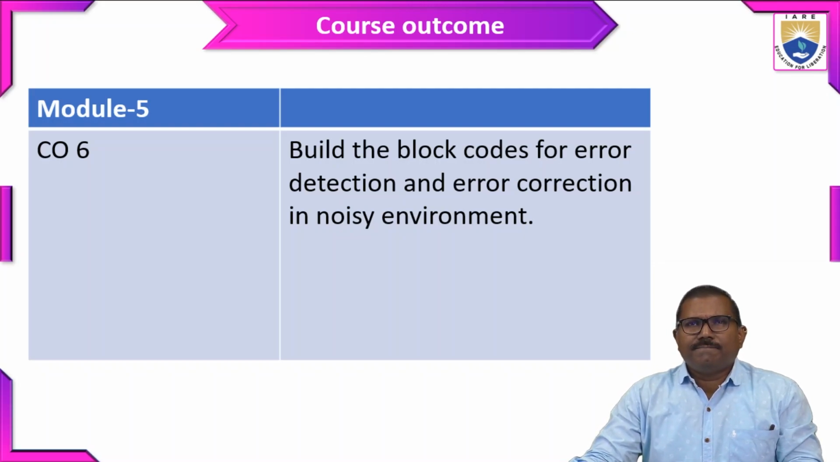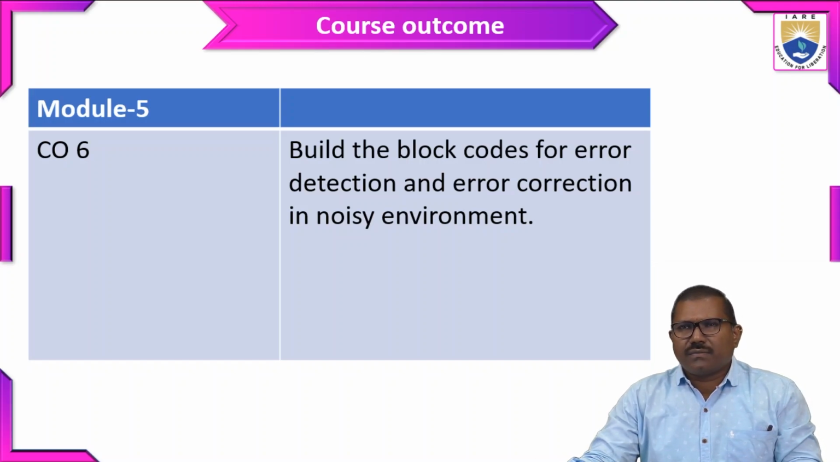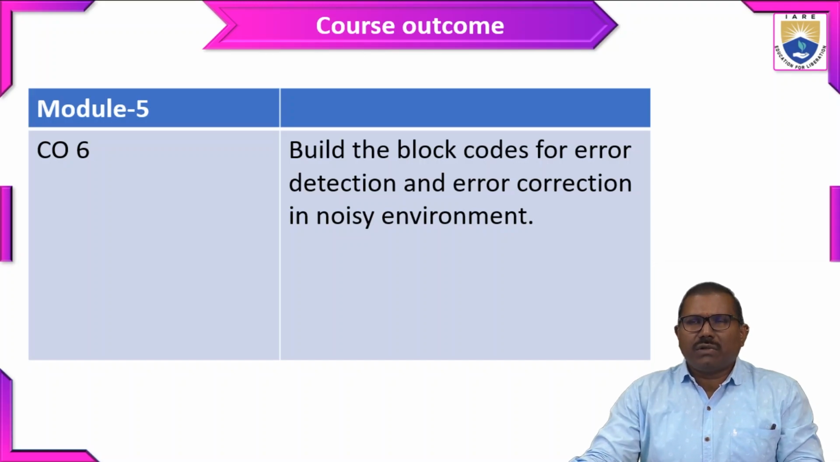Coming to the course outcome, this topic will come in module 5. Module 5 is covered by the 6th course outcome. What does the 6th outcome say? Build the block codes for error detection and error correction in a noisy environment. We already know why the error is arising: it is due to the noisy environment. So we are going to detect that error and correct that error. That is about the block codes. So cyclic codes are nothing but a subclass of block codes.